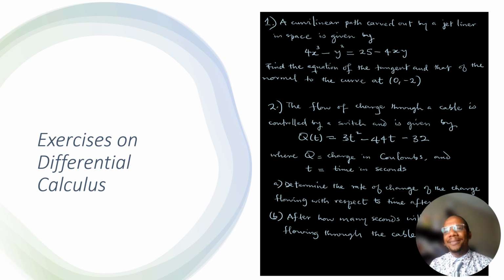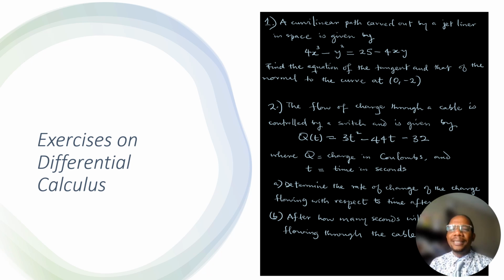A curvilinear path carved out by a jetliner in space is given by 4x cubed minus x squared equals 25 minus 4xy. Find the equation of the tangent and that of the normal to the curve at 0, minus 2.